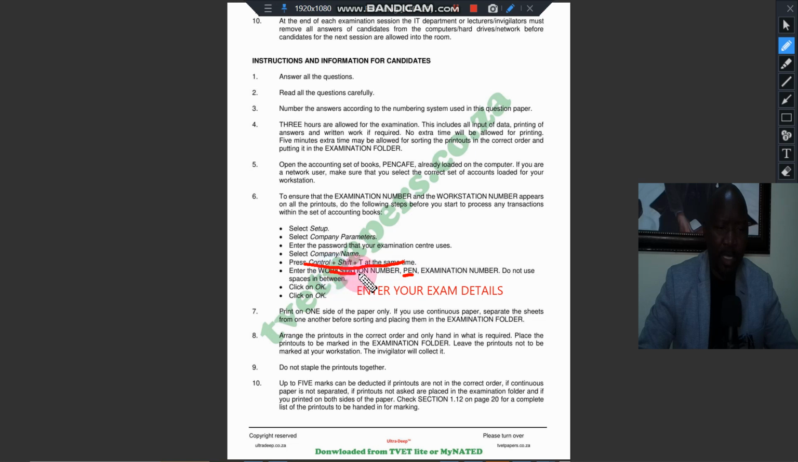Firstly, you're going to enter your station number where you're sitting. If you're sitting at, let's say, computer station A1, you're going to enter it. Then you're going to enter the short name of the company and your ID number. All these things must be entered because they describe who was writing and where the person was sitting. So it's very important, that part. We're going to go to the next part.